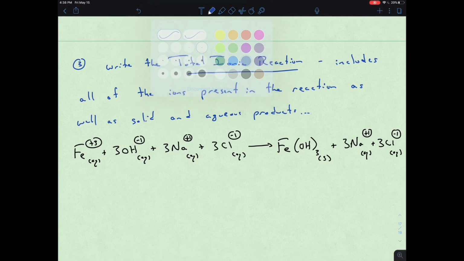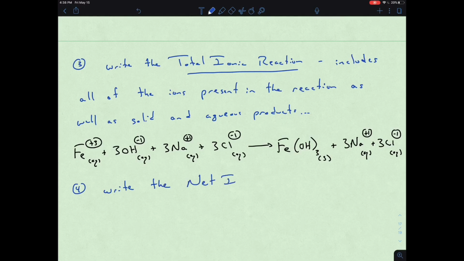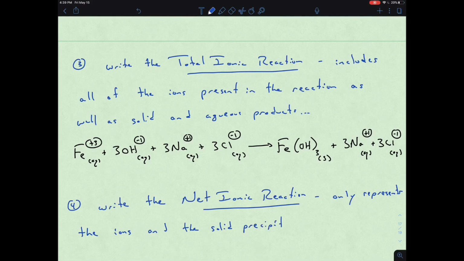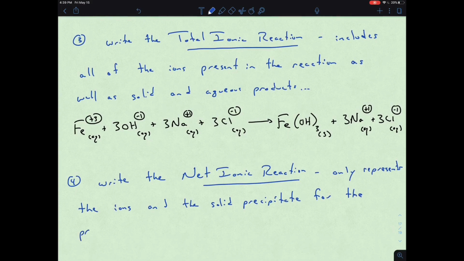And then finally, in the fourth step, depending on what the question is asking, we write the net ionic reaction. And the net ionic reaction only represents the ions and the solid precipitate for the actual precipitation reaction that's taking place.